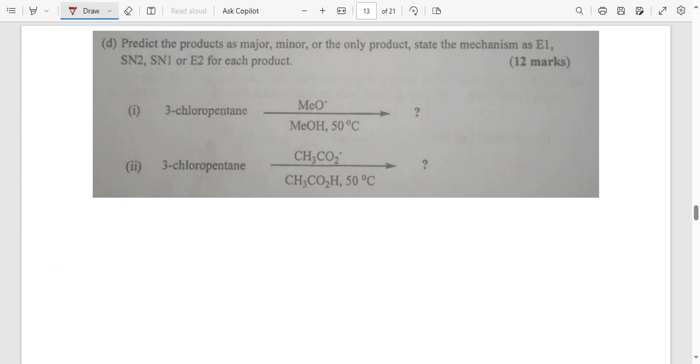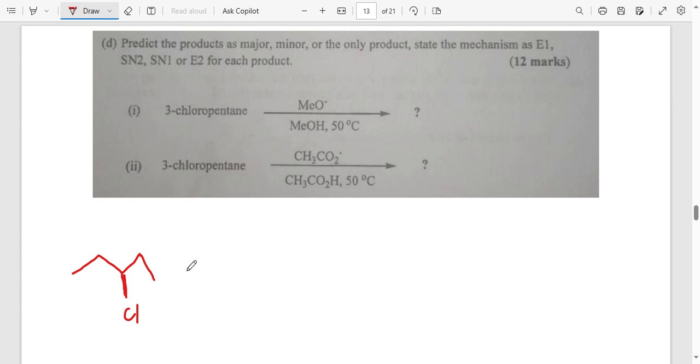Predict the products as major, minor, or the only product. State the mechanism as E1, SN2, SN1, or E2 for each product. So I'm starting with 3-chloropentane. The structure is a pentane, five carbons: one, two, three, four, five. At position number 3, it has a chlorine, so I can put a chlorine here.